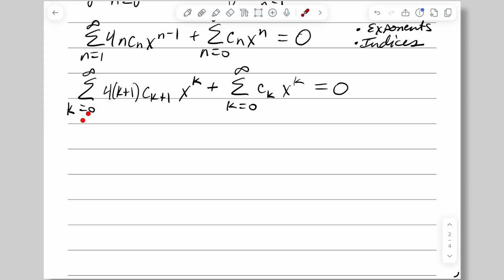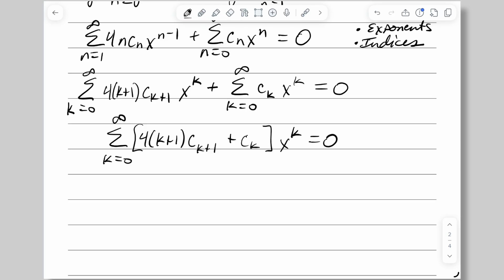Since our sigmas start at the same number and our x's have the same power, we can combine our sigma into a single expression here. And we get the sum as k goes from 0 to infinity of 4 times the quantity k plus 1 times c sub k plus 1, plus c sub k. All that times x to the k is equal to 0.